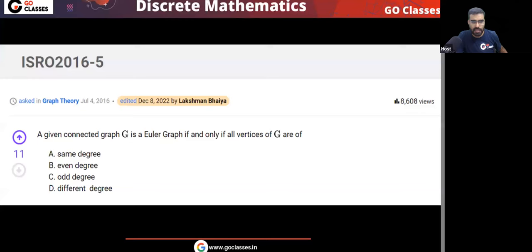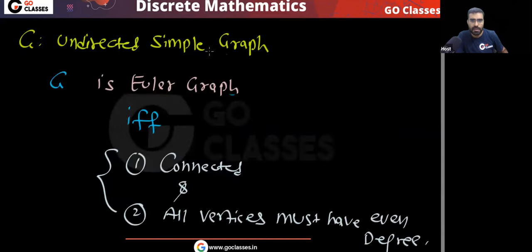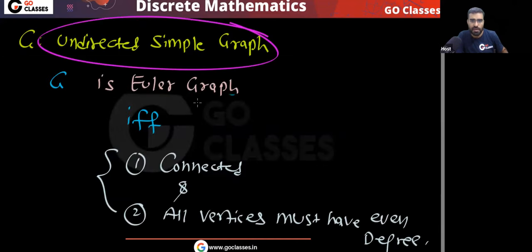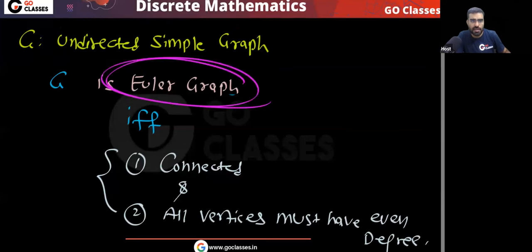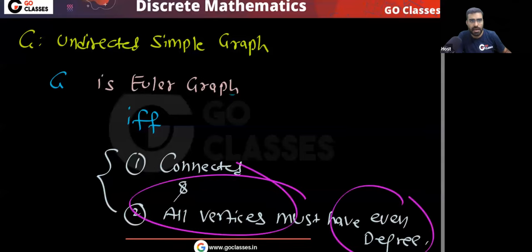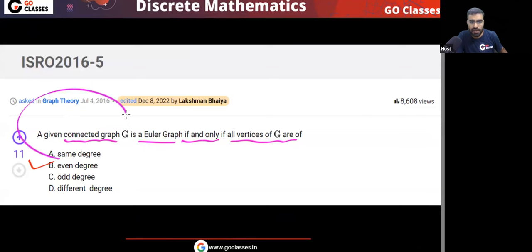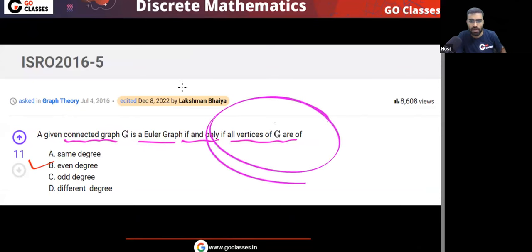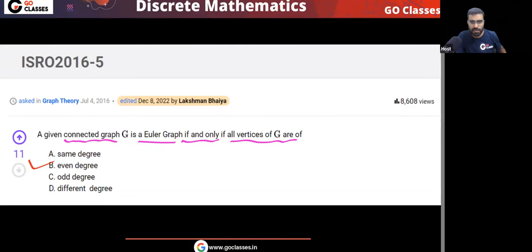Now let's move on. Tell me the answer for this question. This is an ISRO 2016 question. The question is asking, a given connected graph is an Euler graph if and only if all vertices are of, again, even degree. So here the answer will be option B. You can easily see that if you have an undirected graph, this graph will be an Euler graph if and only if it is connected and every vertex has even degree. So the answer will be option B.